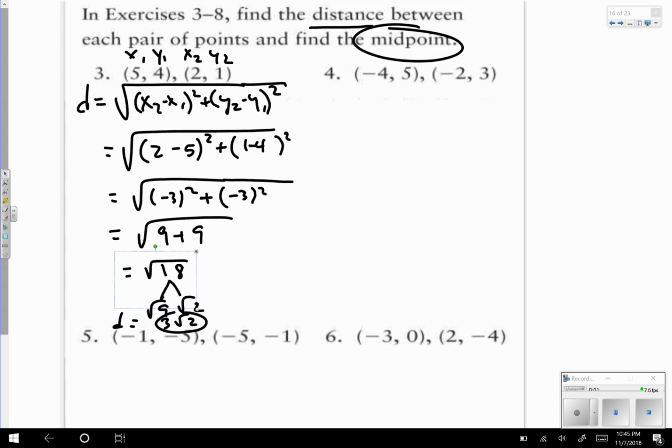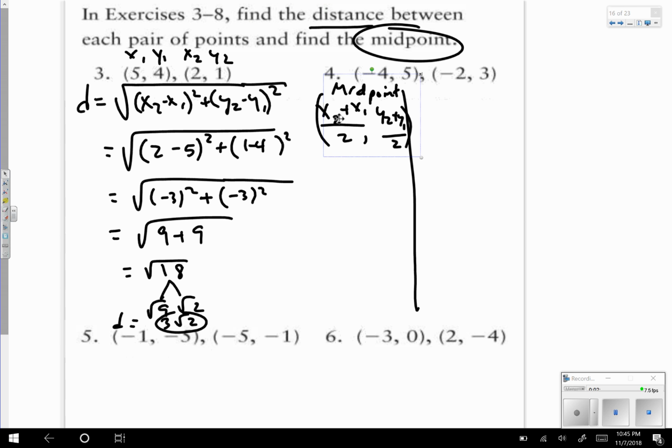The midpoint of these two points. The formula for midpoint, I'm going to do it here and then I will erase it. So the midpoint formula is x2 plus x1 over 2, and then y2 plus y1 over 2. We're going to put that in parentheses. That's the midpoint formula.